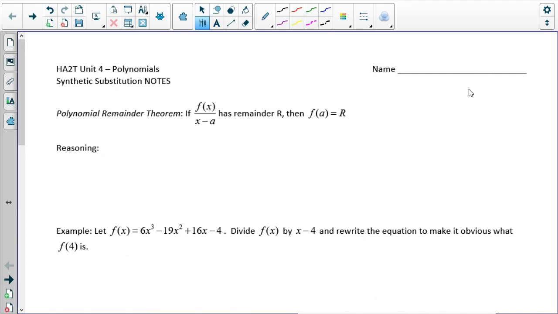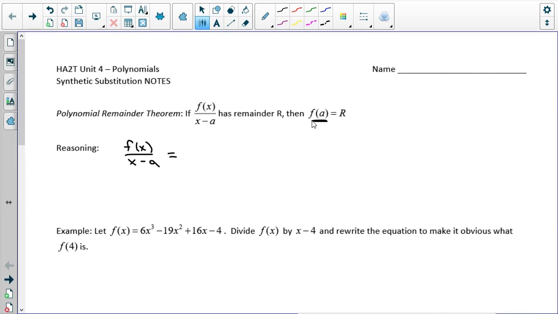The polynomial remainder theorem states that if we have f of x, some polynomial, and we divide it by a linear factor, x minus a, and that has a remainder r, then the value of the function at a is equal to r. That's not very intuitive at the beginning, so let's figure out why that might be. So let's say we have a polynomial, and we divide it by x minus a.